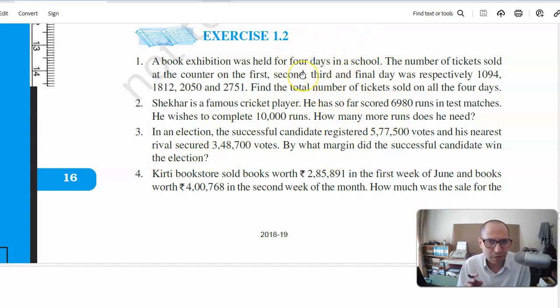Essentially, in these examples, sometimes you have to do addition, sometimes subtraction, sometimes division, sometimes multiplication, and it's important to understand the situation and then do the appropriate operation. Understanding the nature of addition, the nature of subtraction, the nature of multiplication, the nature of division is important.